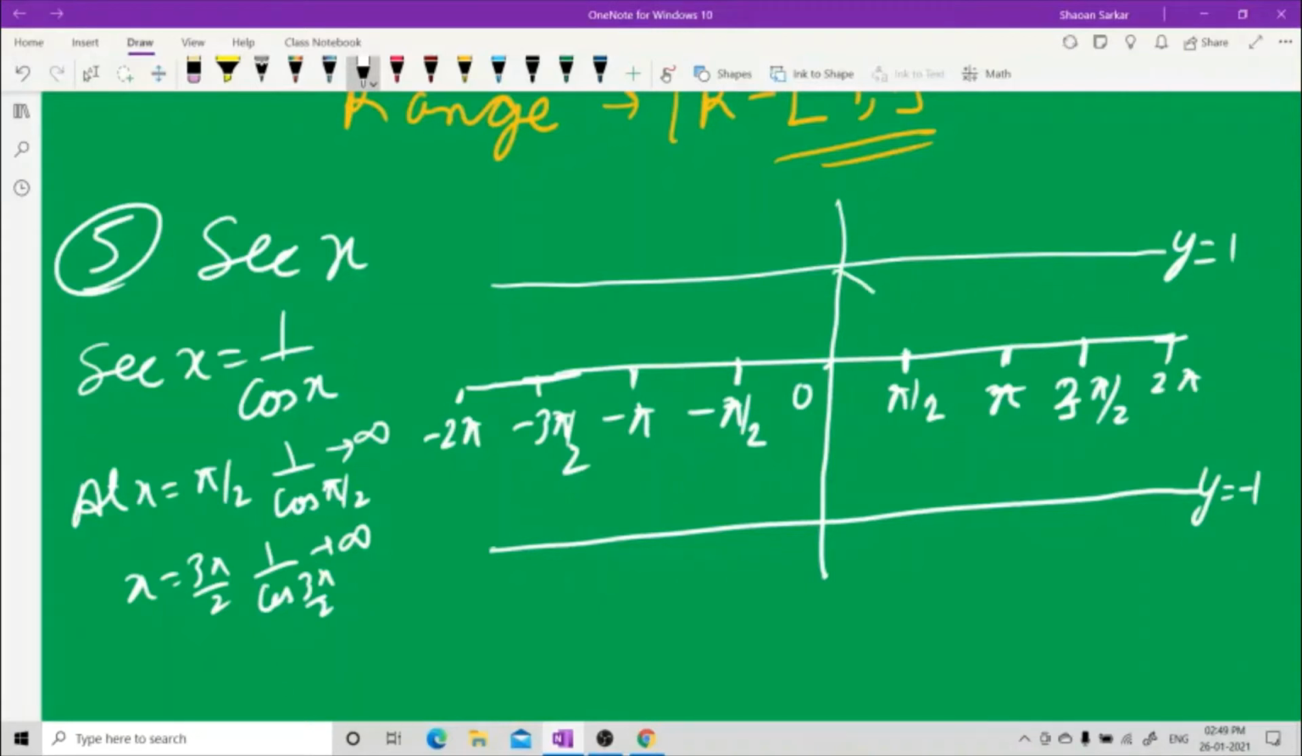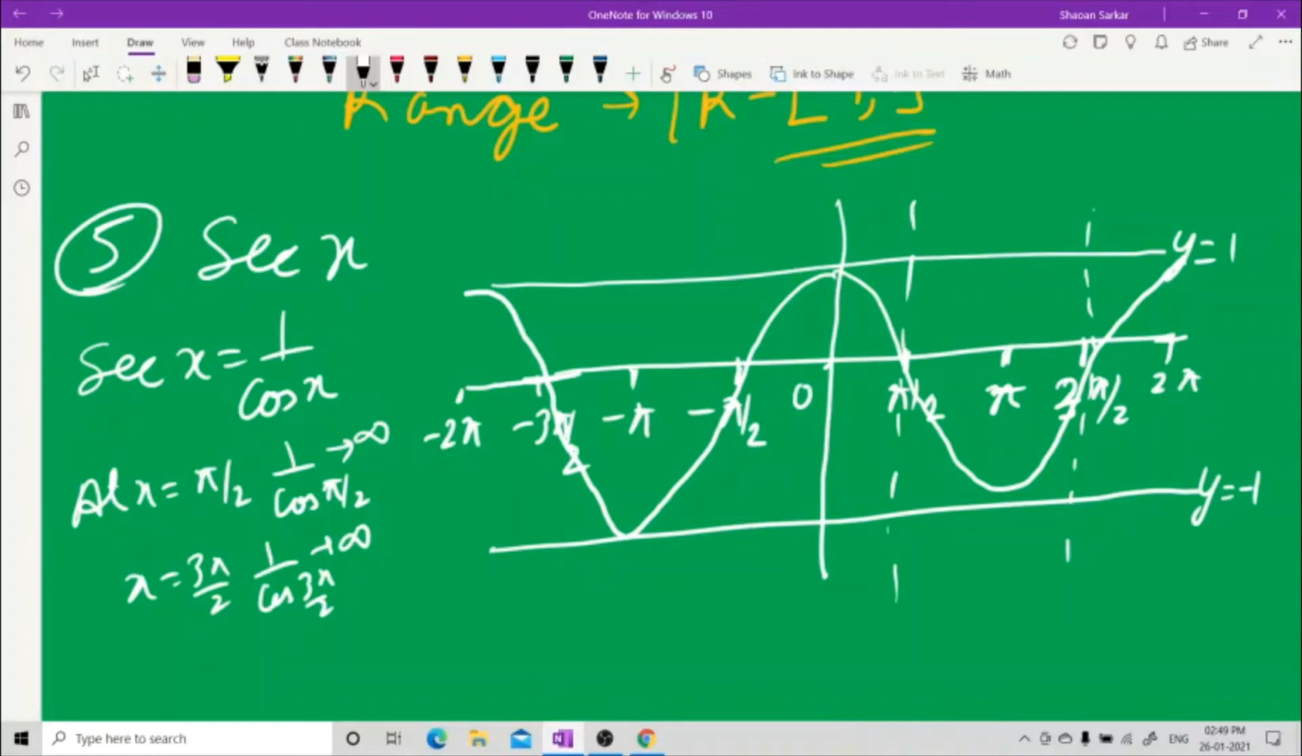It starts this way, it goes this way, and it comes this way. I'm talking about the cos graph. This is the cos graph. Now, at pi by 2, 3 pi by 2, 5 pi by 2, there is a problem with the sec graph. So I'll draw dotted lines on these odd multiples of pi by 2.